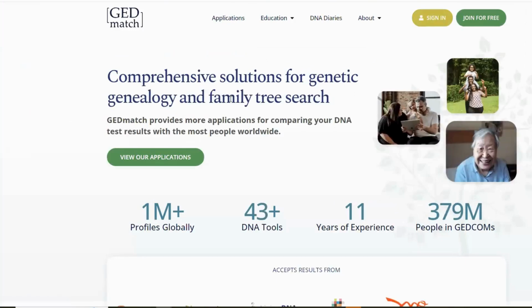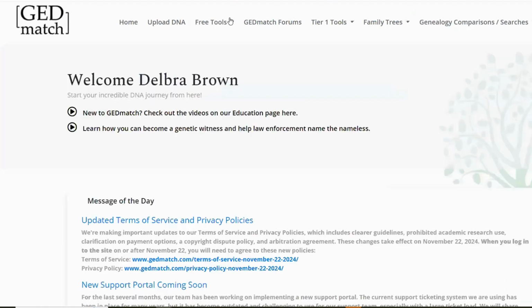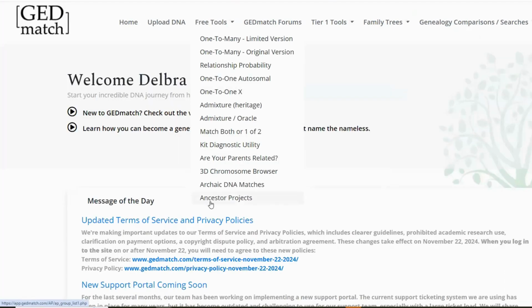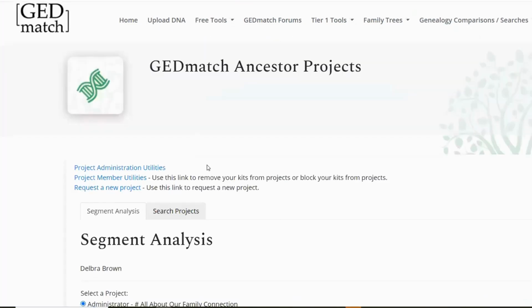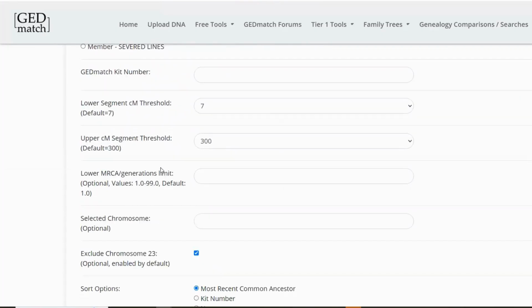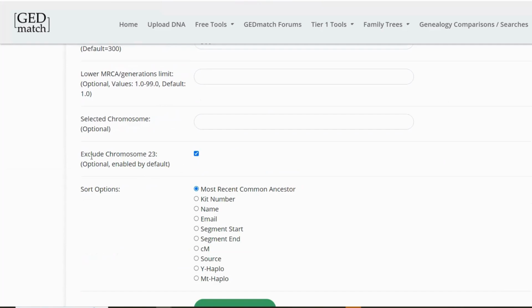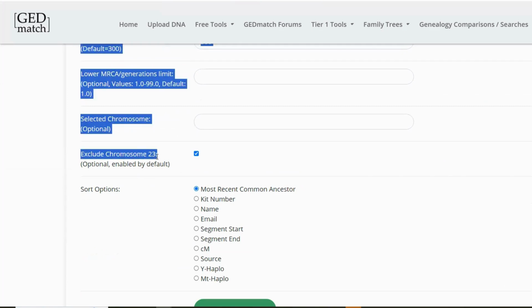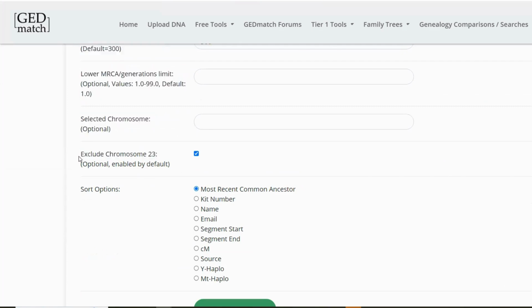They know that if they go into a particular project, like if I do the Catoctin project, I can say include. Right now, normally the default is to exclude 23. Now with what Bibi has shown us, we can choose to include 23, because had I included 23.